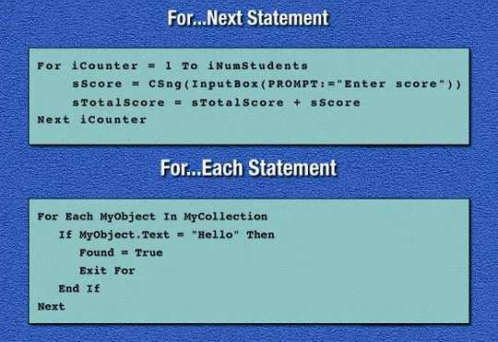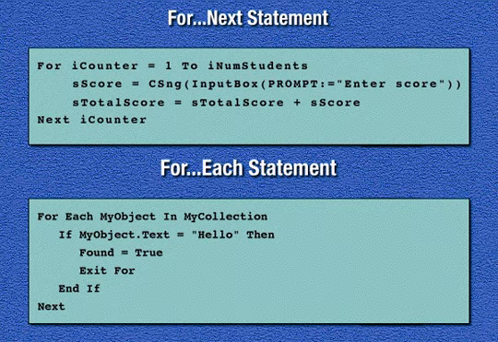The final looping structures we'll look at are for next and for each. A for next loop executes a code block a specific number of times. A counter within the loop is incremented and is evaluated at the beginning of each loop. And a for each loop executes a code block for each element in an array or collection.